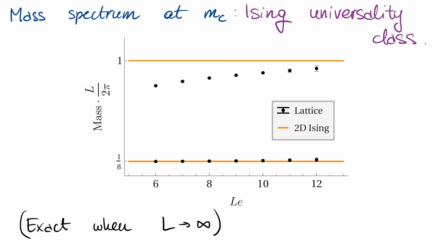We see some 1/8 energy level that's pretty well converged, and then we see the next energy level gets closer and closer to 1, and it looks like it's converging to 1. We didn't push to larger radius, but I think that's pretty convincing that we're in the Ising universality class.